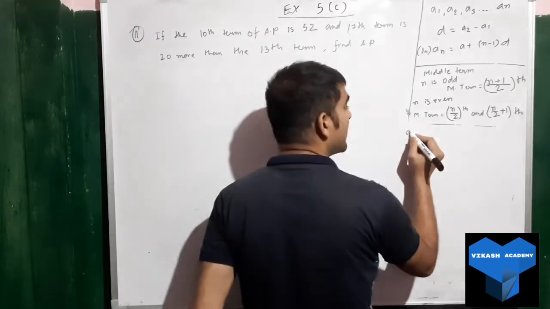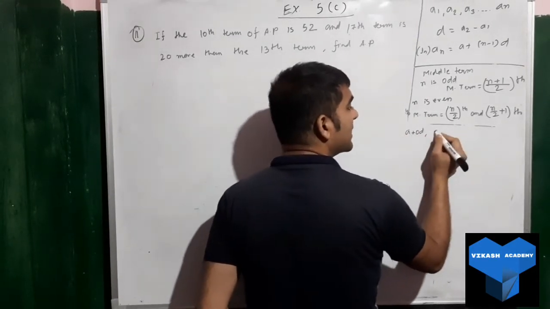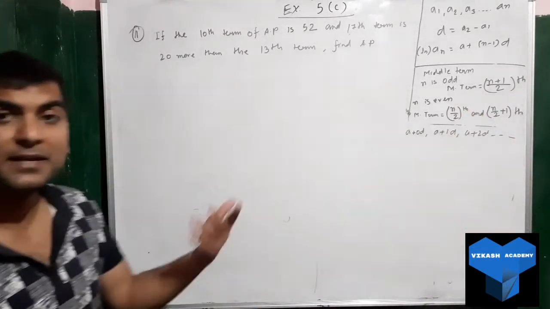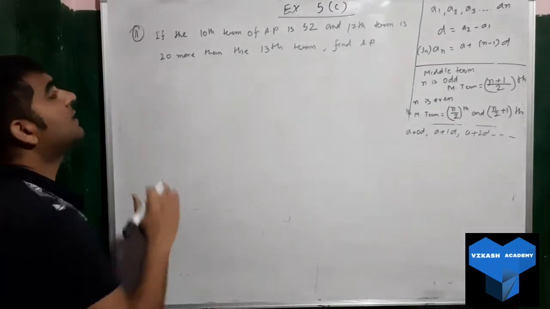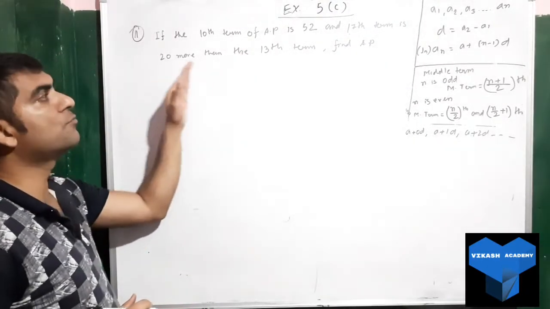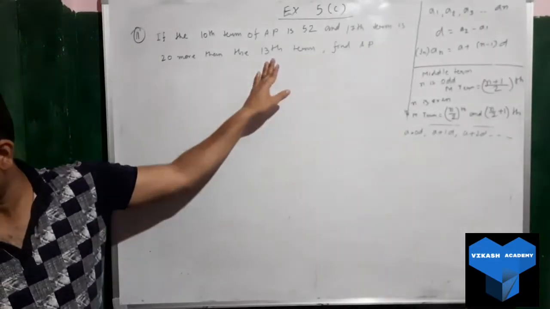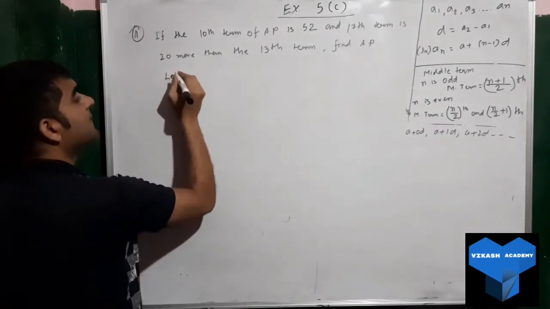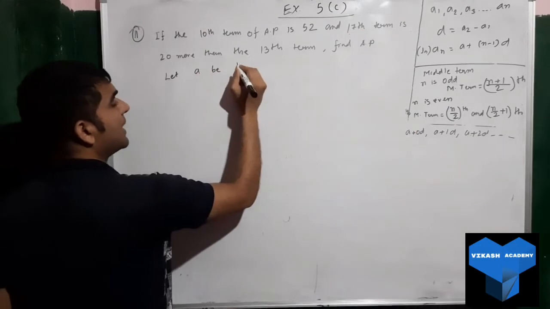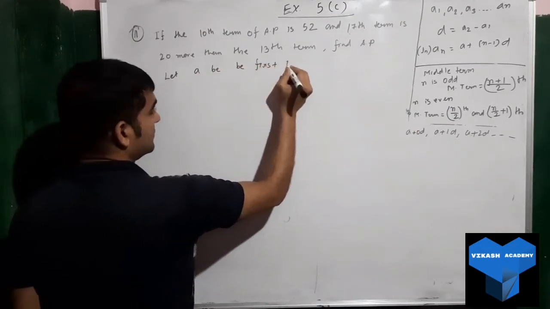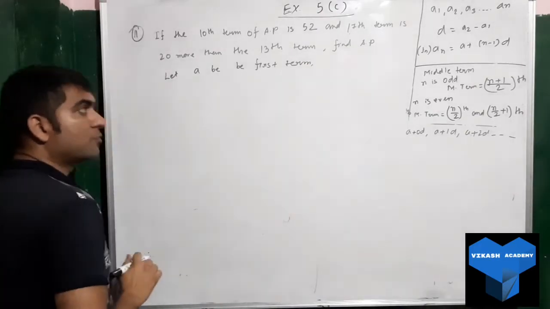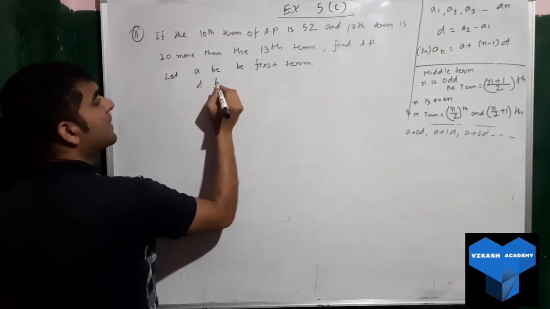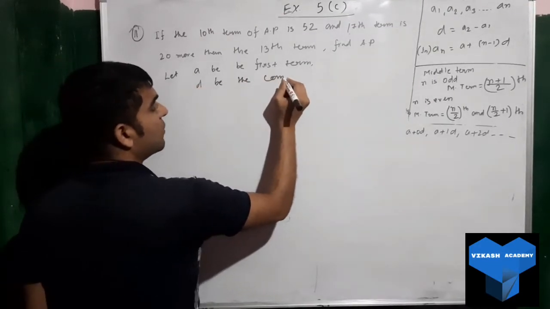How do we find it? First A plus 0D, or directly A, second one A plus 1D, then third one A plus 2D, dot dot dot, it will continue, A plus ND as the last one. So now here, the 10th term of the AP is 52 and the 17th term is 20 more than the 13th term. Now we write: let A be the first term, and D be the common difference.